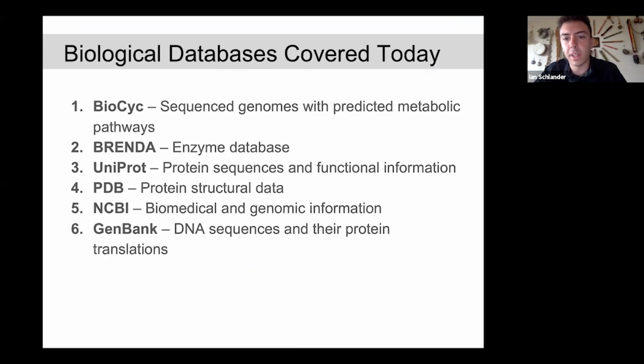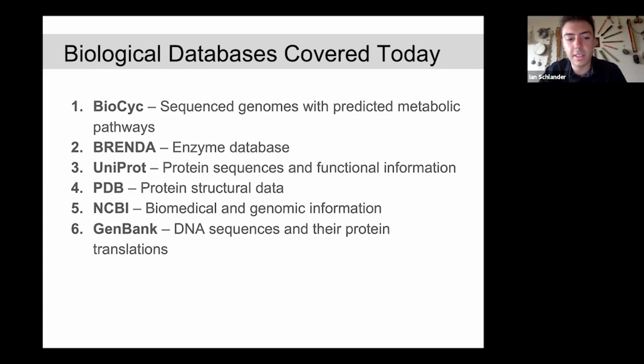So the databases that we're going to cover today will be BioCyc, which has sequenced genomes with predicted metabolic pathways. We're going to go over BRENDA, which is the enzyme database. We're going to look at UniProt, which has protein sequences and functional information, a huge database for proteins. We're going to go over PDB, which is a protein structural database. And this gives you all the structural data you could possibly need for a protein that is known. And we're going to go into NCBI, which is mostly for biotechnology.